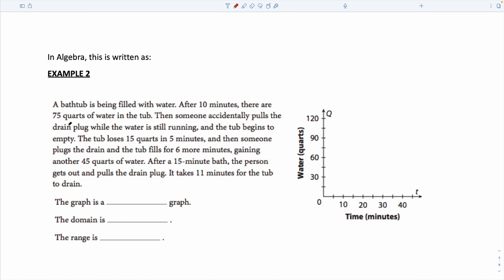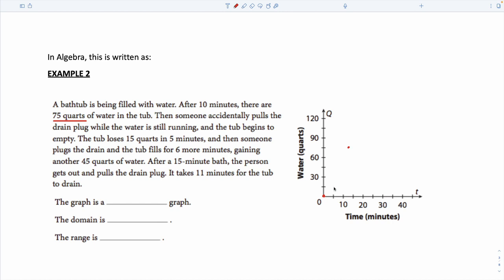There's a lot of information. Let's take it a piece at a time. A bathtub is being filled with water. After 10 minutes, there are 75 quarts. At 0 minutes, how many quarts are in the bathtub? 0. It is empty. Start at 0. After 10 minutes, there are 75 quarts. Go up to 75. This is 15, 30, 45, 60, 75. Go over to 10, make a dot.